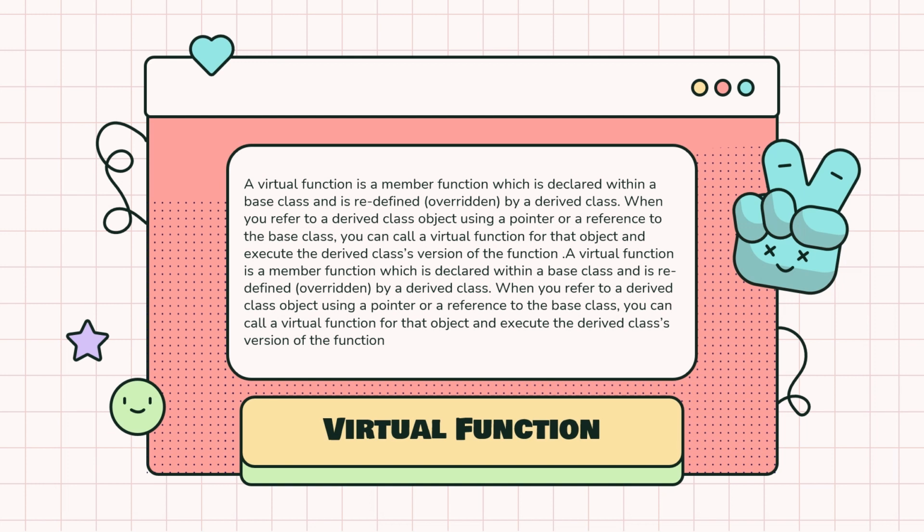To create this visibility, we use the virtual keyword in the base class function, so that when we call our function using a pointer, with the help of the pointer we can call either the base class function or the derived class function. So the virtual function is a member function which is declared within the base class and is redefined by the derived class.